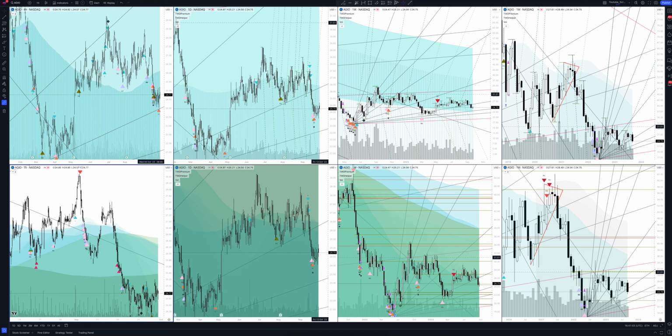Today we will take a look at Agios Pharmaceuticals Inc. stock. Let's analyze the market situation and find out how you can make money on it. Let's start.